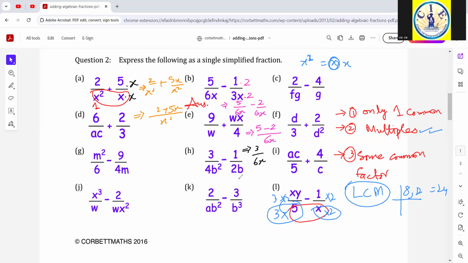Now, even in this case, we can further simplify. 3 ones are 3, 3 twos are 6. So simplification is possible, and we need to give the answer in the most simplified form. So 1 by 2 times x, or half times 1 by x. This is going to be your final answer.